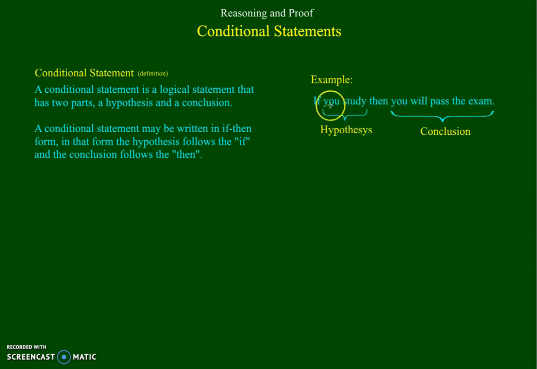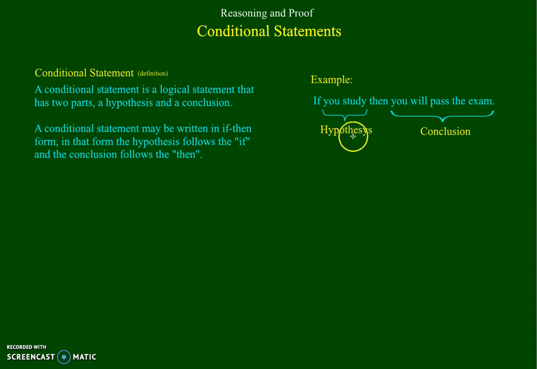Now there's an idea embedded inside here of a truth version of this statement. So if you study is true, then it's also considered true that you will pass the exam. This is a statement saying if this is true, then this will also be true. So cause, effect, hypothesis, conclusion. Having said that, truth is not a requirement for generating a conditional statement. You could have a conditional statement that is completely and totally false, but it's still a conditional statement.